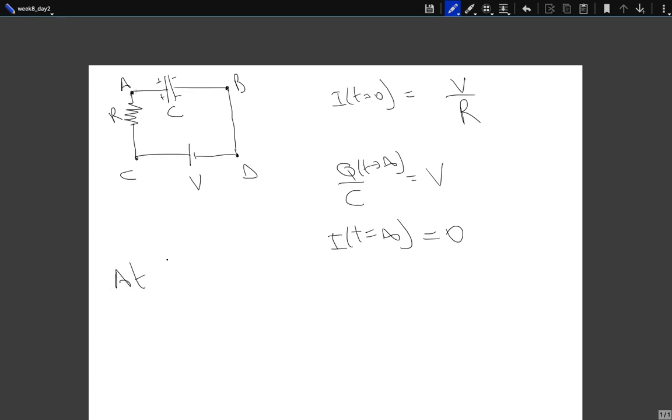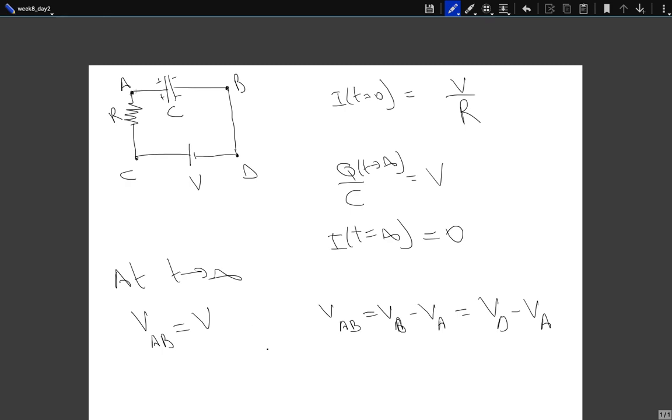At t infinity, VAB is equal to V. But you see, VAB, on one hand, this is VA minus VB. But between B and D, there is no resistance. So the point B and the point D have the same potential. So VAB, we can also write it as VA minus VD. So the potential difference between A and B is actually equal to the potential difference between A and D.